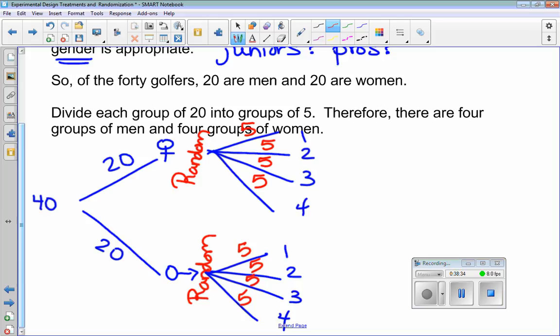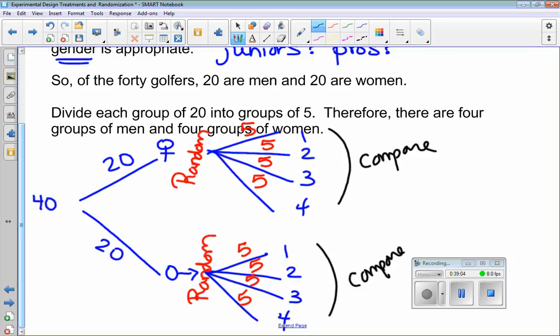Now, I'm still not done with my picture. What do I need to do? What did I tell you to do before? I'm going to compare some things. What am I going to compare? Within each block or to each block? Probably both, but definitely within each block. So we need to compare here. We need to compare here.